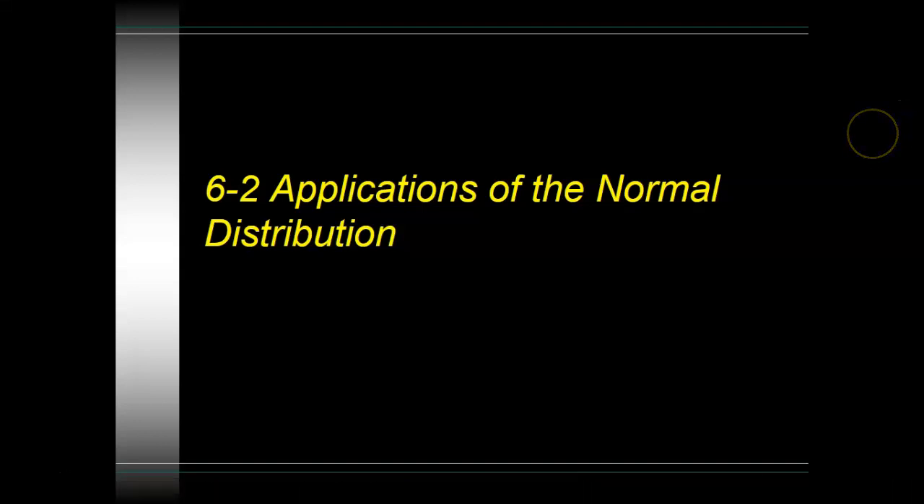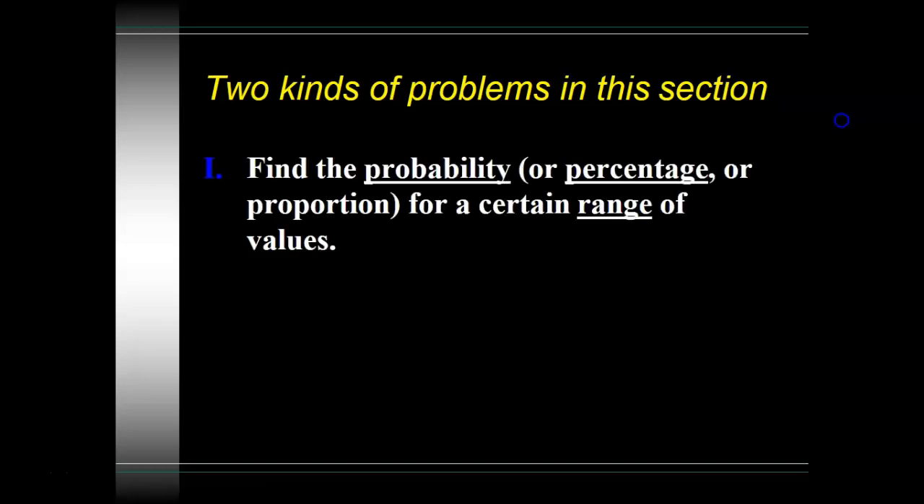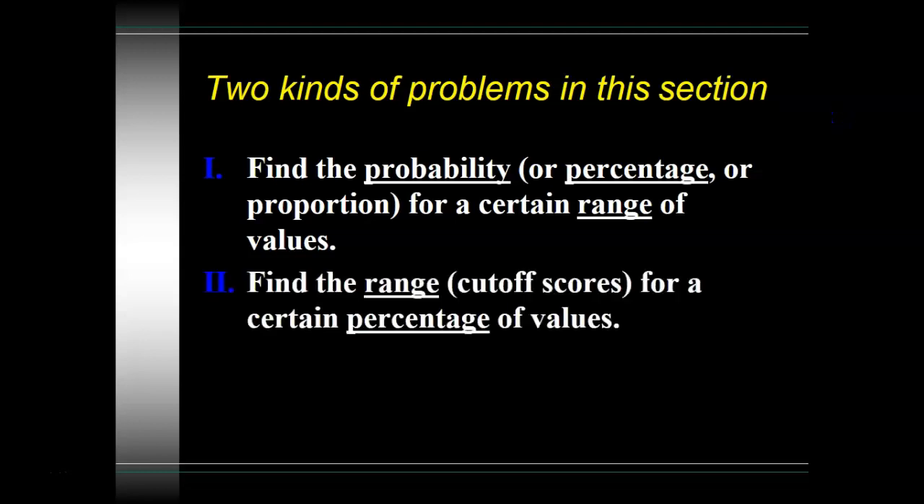Now that we know what the normal distribution is and have some idea of how to work with it, we're going to use what we talked about in the last section to answer some real world, or at least pseudo real world type questions. There are two kinds of problems in this section. One where we're asked to find the probability, or the percentage, or the proportion for a certain range of values. And then another where we're kind of doing the opposite of that. We're finding the range of values, or the cutoff score, for a certain percentage.